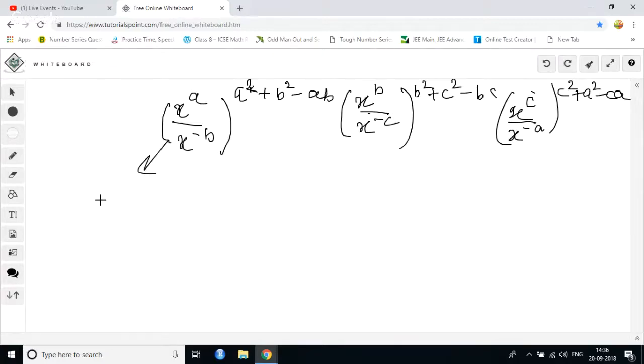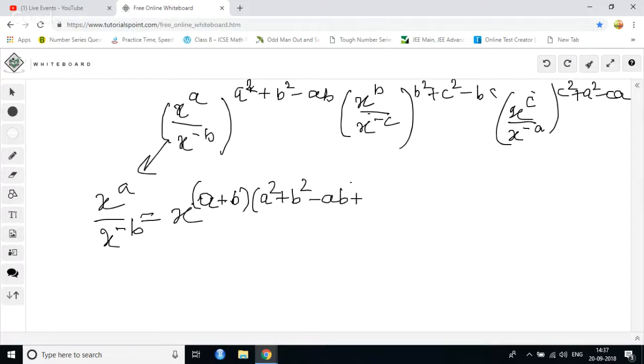So you take this minus b in the numerator. So x to the power a divided by x to the power minus b, everything combined, can be written as x to the power a plus b. I am taking this minus b in the numerator. So a to the power m divided by a to the power n is a to the power m minus n. Here the denominator is with a negative sign, so when it goes to the numerator it will convert to the positive sign. And now you have another power which is waiting to be multiplied here, which is a square plus b square minus ab.